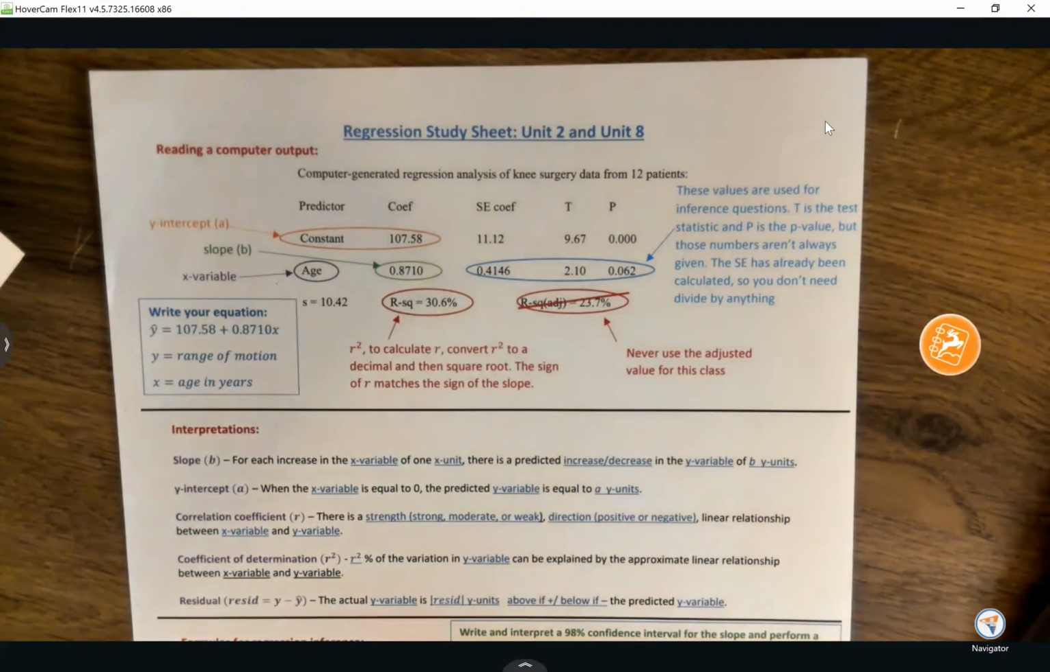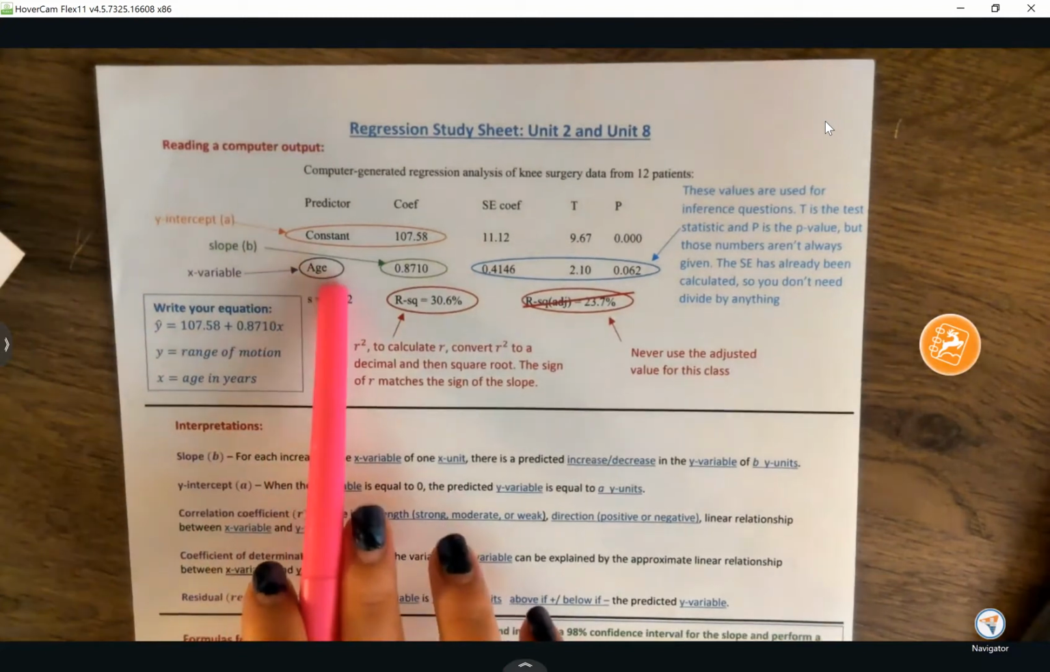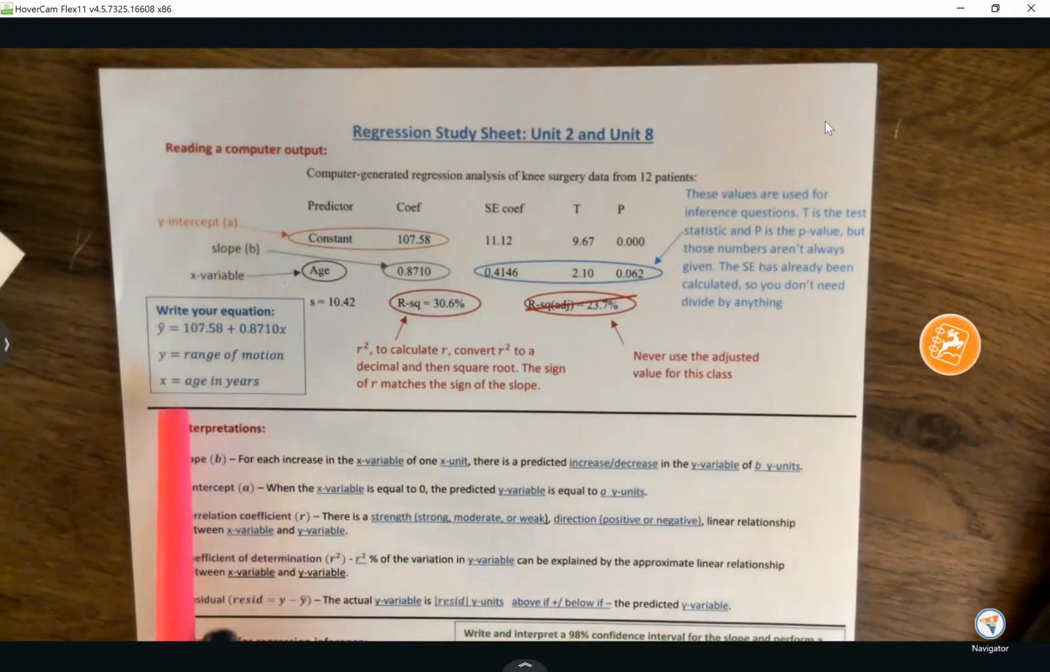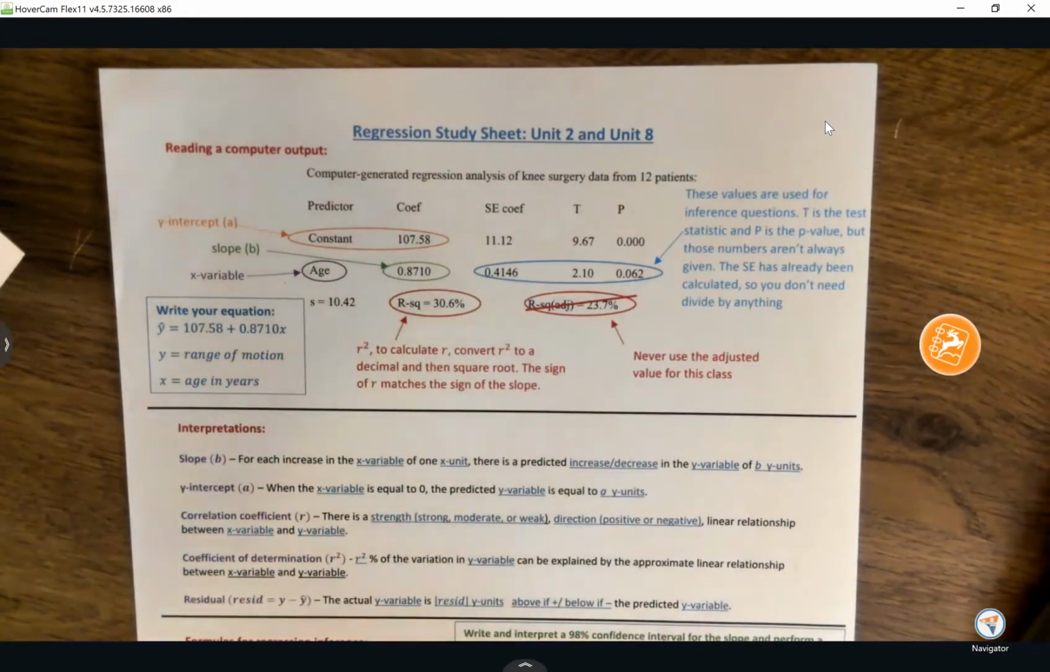Make sure you also define both your variables. So x is my age in years. I know that it says h here. And then y is the range of motion. In the original information they gave you on this, they told you it was range of motion. You would have more information than this.